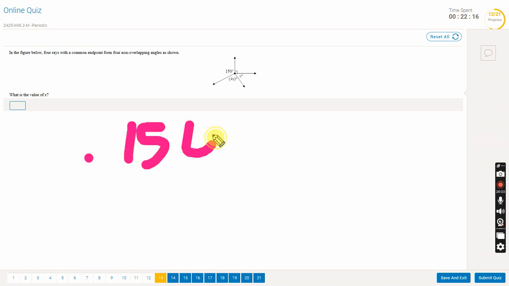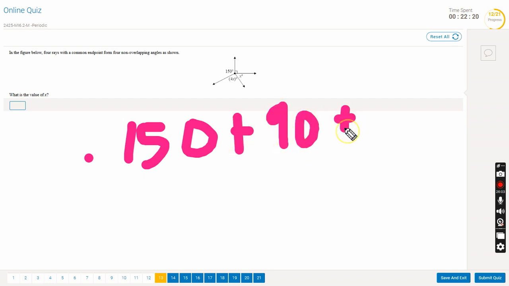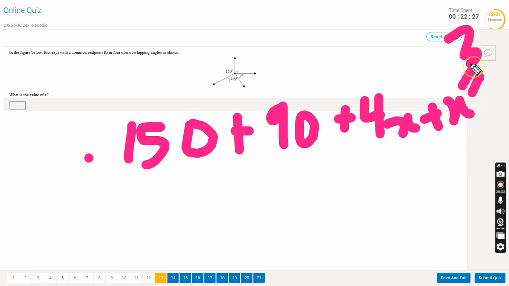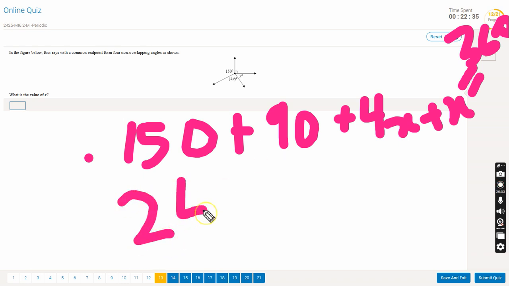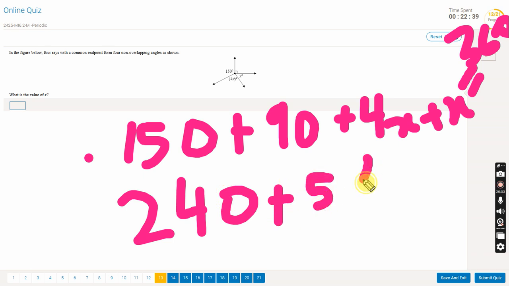150 plus 90 plus 4x and plus x, right, is equal to 360. All of this is equal to 360. 150 plus 90 is what? 150 plus 90 is 240. And then you have 4x plus x is 5x. So now you subtract from 360. 240, take it to the other side, becomes negative. So 360 minus 240.